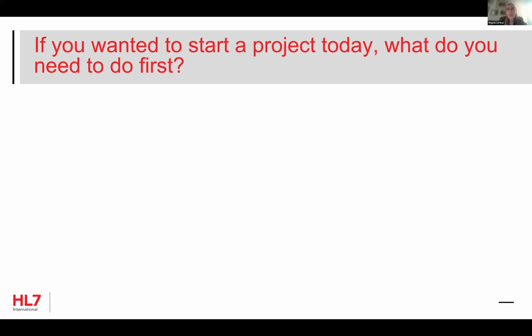I've seen projects come to HL7 fully developed. If you do that, then you might really have to start over. You could do that, but it might be smarter to start with that project proposal and go from there.